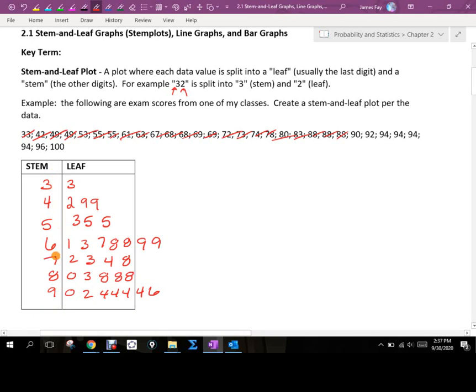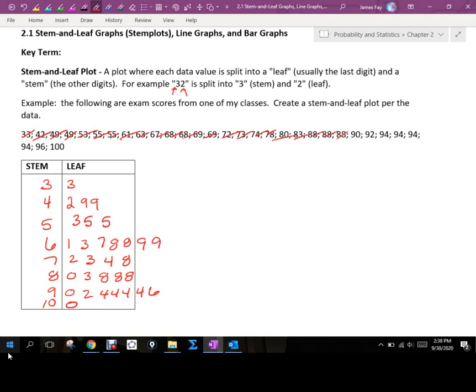So all of these were 2-digit numbers, right? 33, 42, 49. Now we get a 3-digit number, but the progression is the same. I was going 7, 8, 9, 10, and now that 0 there would tell me 100. Does that kind of make sense? You can see the clustering and the length of your leaves over there on the right-hand side. You can see that most of your data falls between the 60s and 90s range, right? That kind of makes sense?